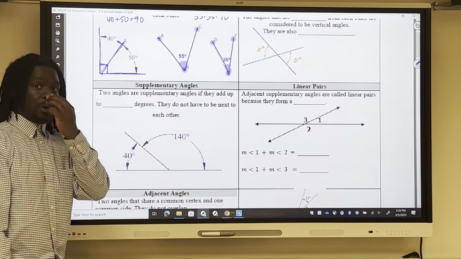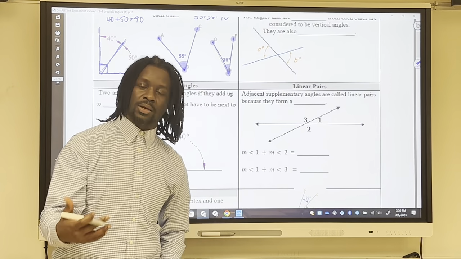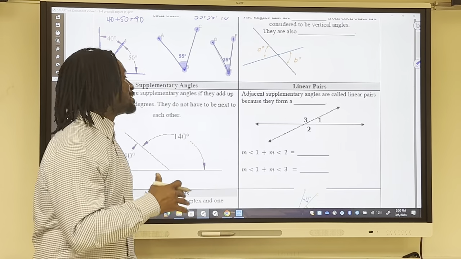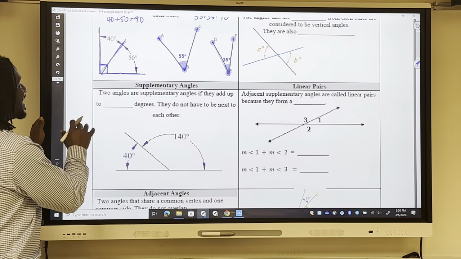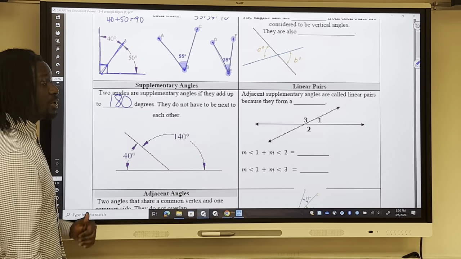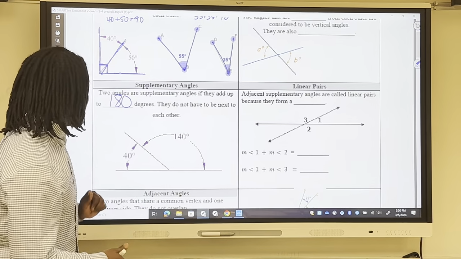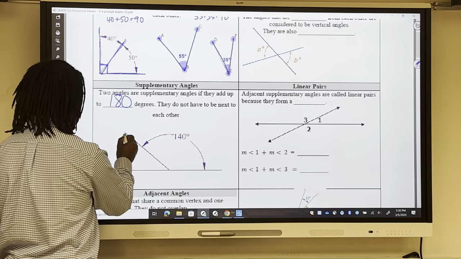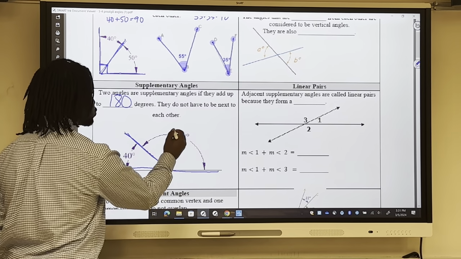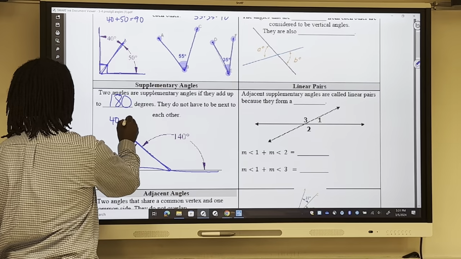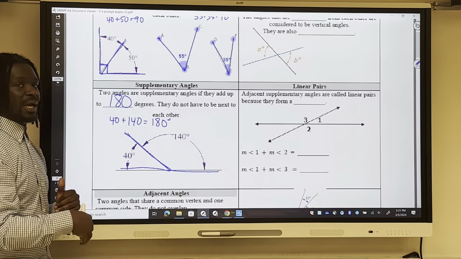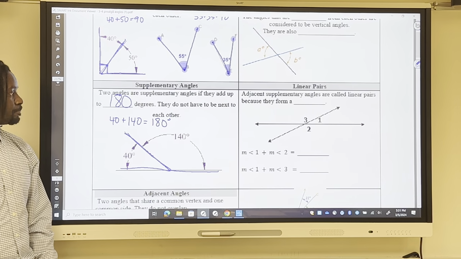The second type of angles I want to talk about are called supplementary angles. Say it with me. Supplementary angles. Supplementary angles add up not to give you 90, but to give you 180, okay? So supplementary angles add up to give you 180. So let's look at our example here. We got this angle, which is 40. Then we got this angle, which is 140. And so 40 plus 140 equals 180. So again, these two angles add up to give you 180.